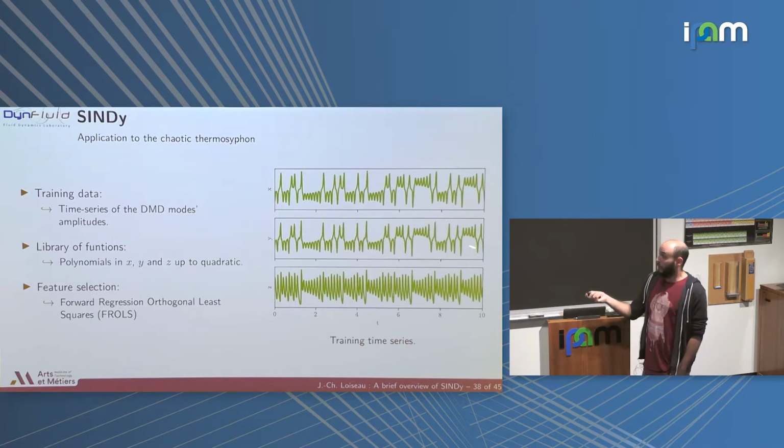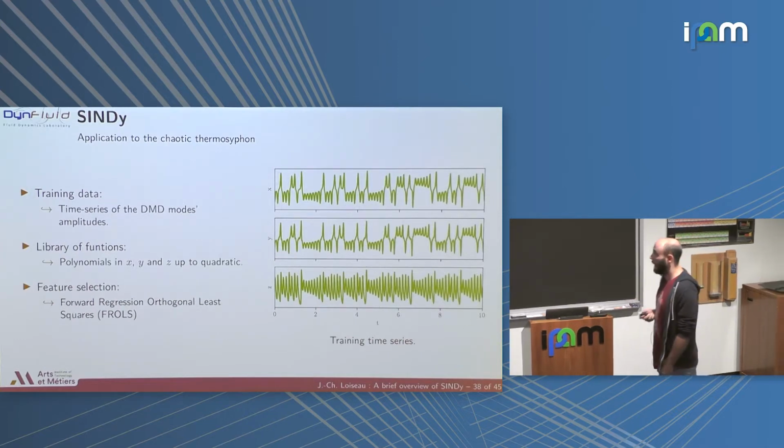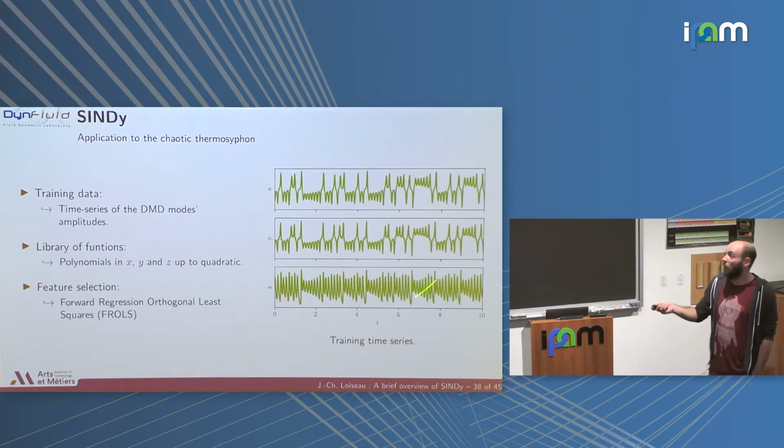So these are time series. That's the evolution of the different DMD modes. That's the one for the velocity. That's the first mode for the temperature. The second mode for the temperature as well. So these are going to form our training time series.